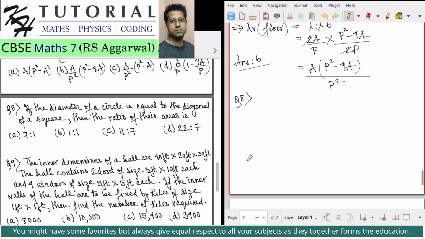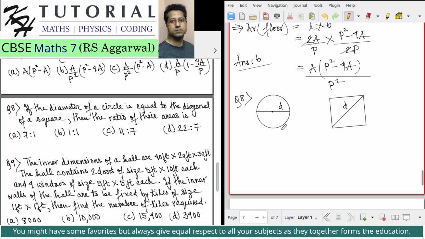If the diameter of a circle is equal to the diagonal of a square, then the ratio of their areas is, we have, let's say, the circle, let's say this is the center, and this is a diameter. If the diameter of a circle is equal to the diagonal of a square, let's say d is the diameter of this circle, and let's say we have the square whose diagonal is also d. We have to find the ratio of the areas of the circle and the square.